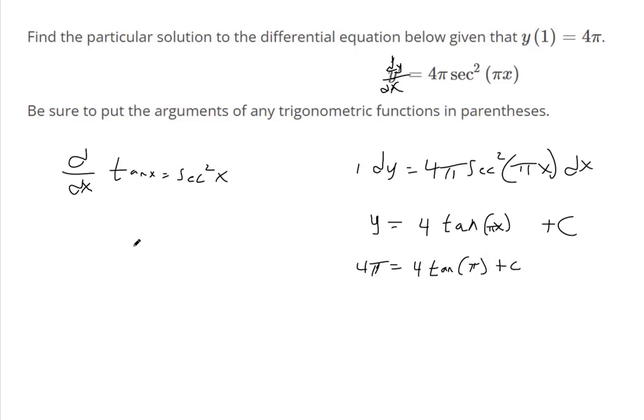And tangent pi, if you need to know what that is, tangent is sine over cosine. Sine are the y coordinates in the unit circle, and cosine are the x coordinates. And so if you rotate pi, which is 180 degrees, you're at negative 1 comma 0. So that means sine is 0, cosine is negative 1. So sine divided by cosine makes 0 in this case.